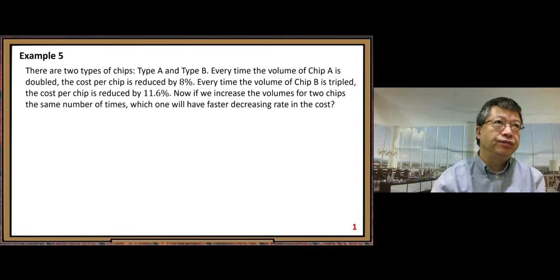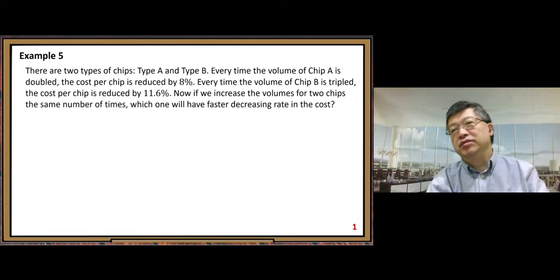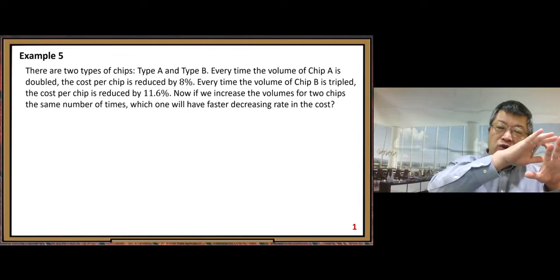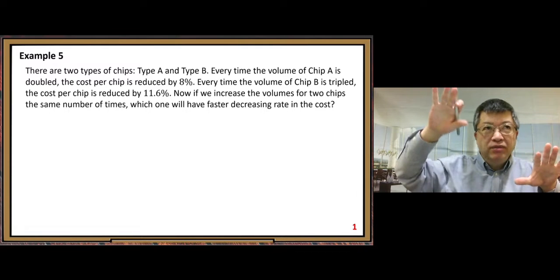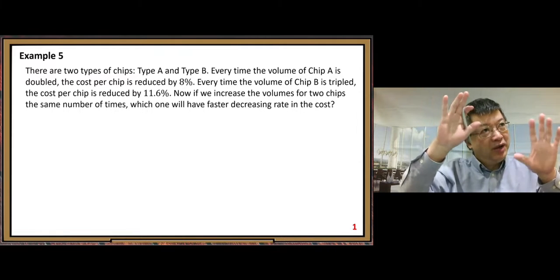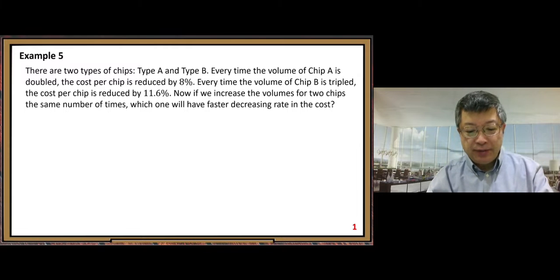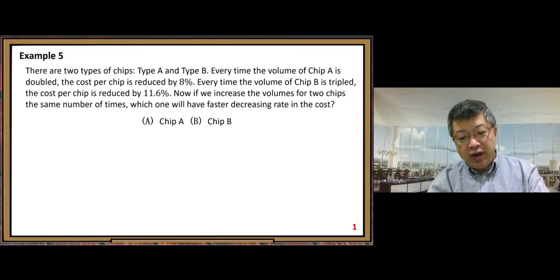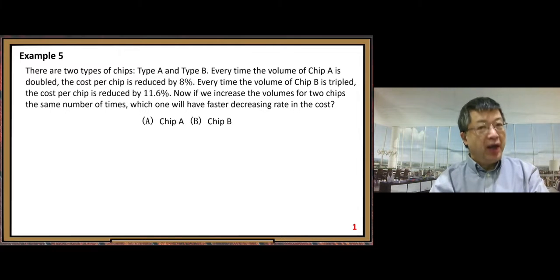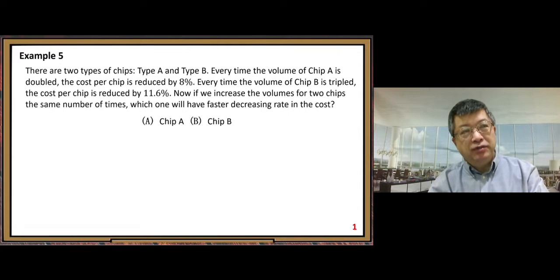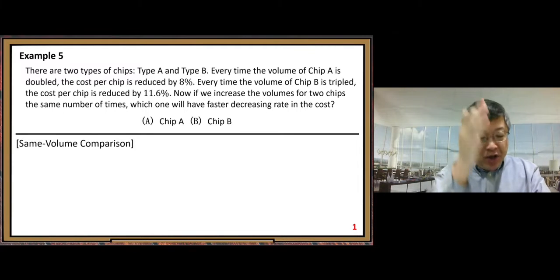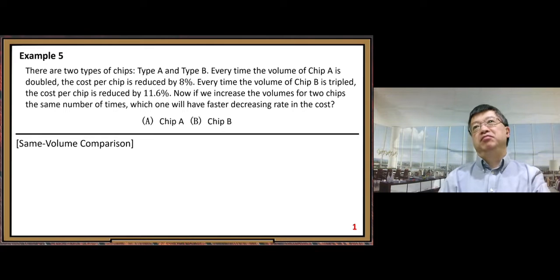So you can see this question is quite different from our transistor density increasing rate question. It is multiple choice, chip A or chip B, but we need to do calculation to find the answer. The method we use is called a same volume comparison.